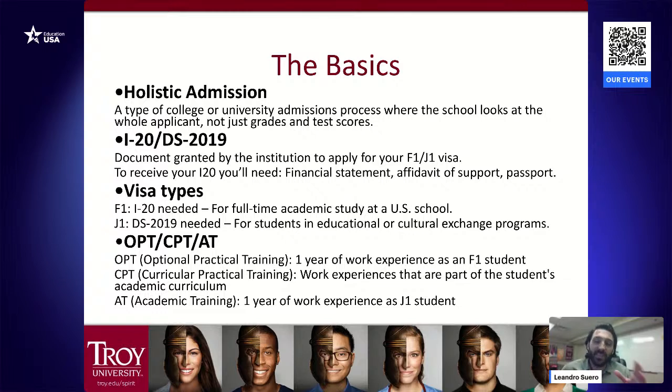Now, again, this is something that is more related to when you come to the U.S., to the immigration process, the I-20 and the DS-2019. So what are these documents? These documents are granted by the university, right? Whether you're applying for an F visa or a J visa. If you're applying for an F visa, you will receive an I-20. If you're applying for a J visa, you will receive a DS-2019. To receive your I-20 or your DS-2019, you will need a financial statement, an affidavit of support if the financial statement is not in your name, and then a copy of your passport.